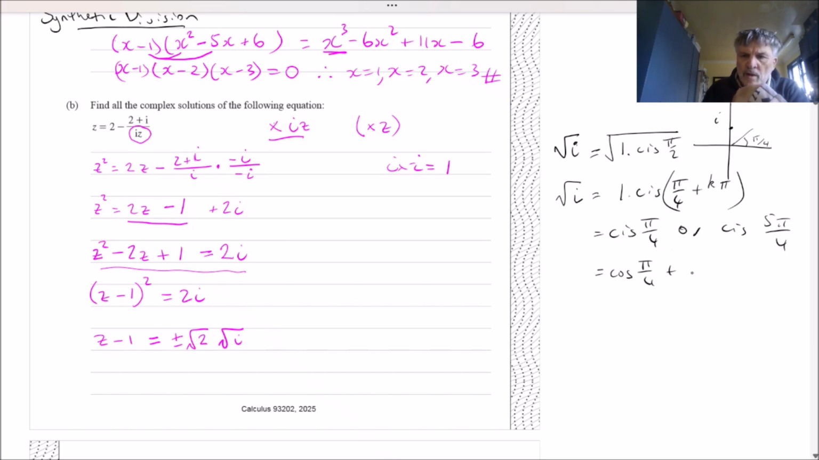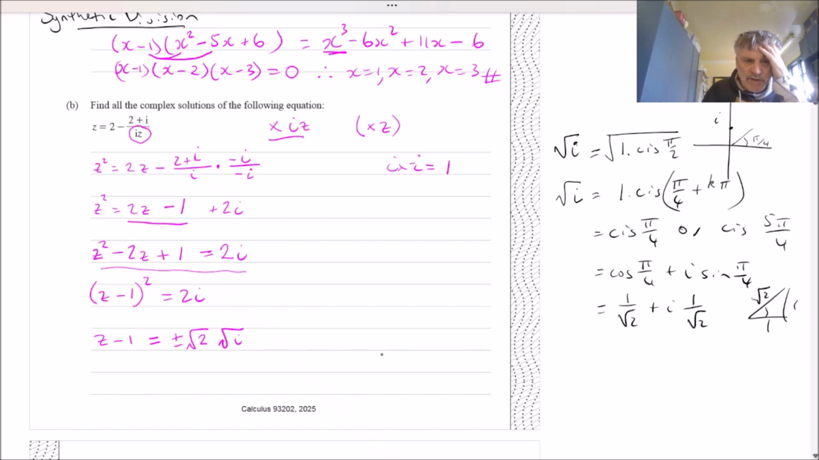cos pi over 4 plus i sine pi over 4. cos pi over 4 is 1 over root 2 plus i sine pi over 4 is also 1 over root 2. So this is the square root of i. So over here this is plus or minus square root of 2 and then times 1 over root 2 plus 1 over root 2 times i. The root 2's cancel, so we get plus or minus 1 plus i.